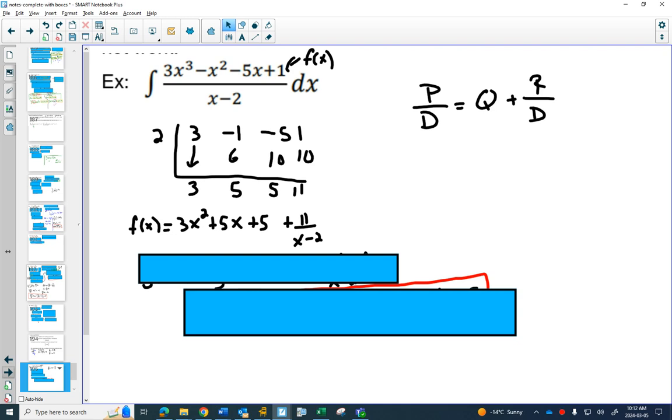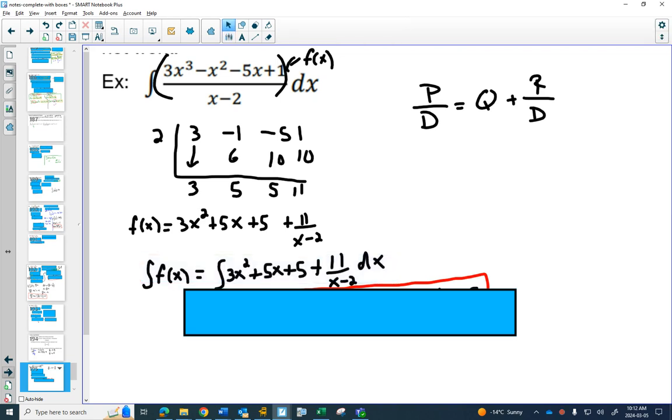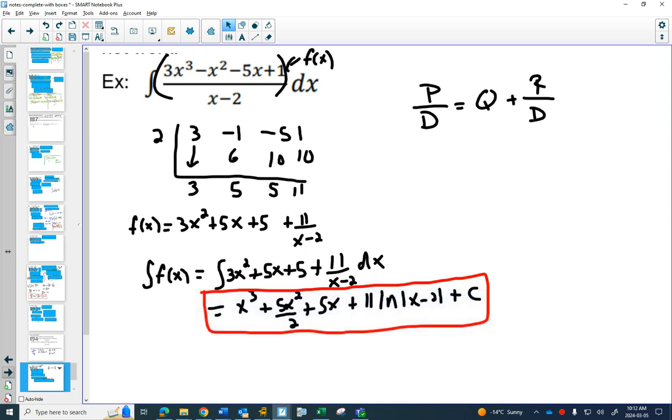I just called this whole top part here f of x. That's my polynomial divided by D. I did my synthetic division, my long division. I got it into a new form, and that new form is easy to do the integral of. Because for 3x squared, the integral would just be add 1 to the exponent and divide, x cubed. Add 1 to the exponent and divide, 5x squared over 2. 5 will just become 5x, and then the 11 over x minus 2 will become 11 times the absolute value of x minus 2, plus c.